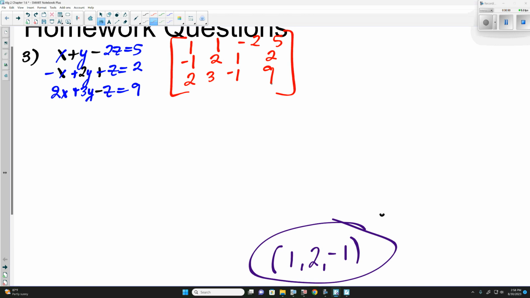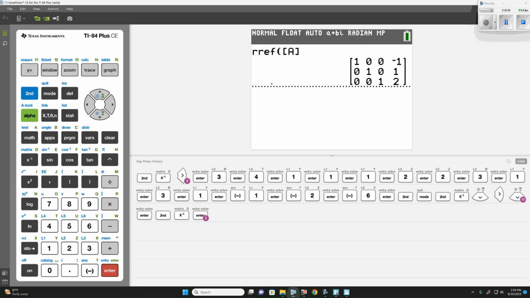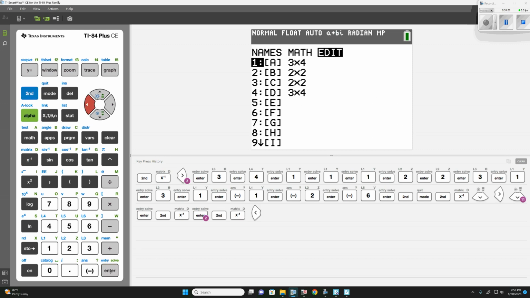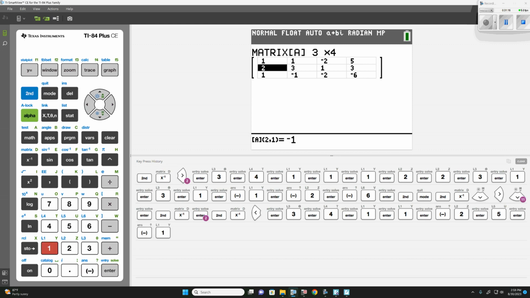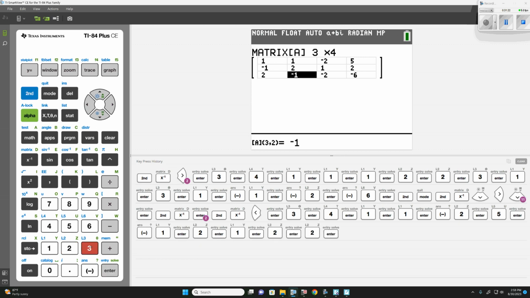So I'm just going back to this here. All right? So let's look at this here. I could grab the calculator, go second matrix, over to edit, and do 3 by 4. And we could type it in. So it was 1, 1, negative 2, 5. Negative 1, 2, 1, 2, and 2, 3, negative 1, 9. So that's the one we did, yes?